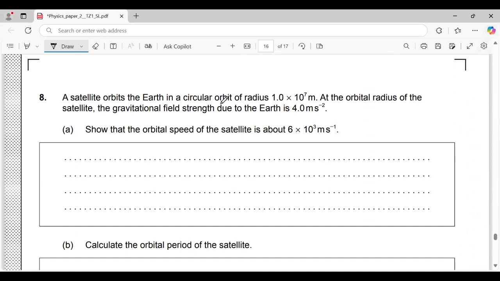Number 8. A satellite orbits the Earth in a circular orbit of radius 1 times 10 to the power 7 meters. At the orbital radius of the satellite, the gravitational field strength due to the Earth is 4 meters per second squared. Show that the orbital speed of the satellite is about 6 times 10 to the power 3 meters per second.